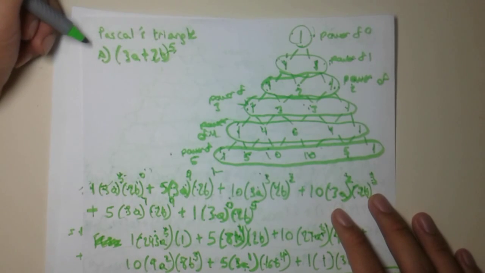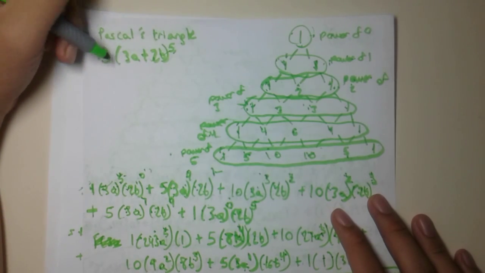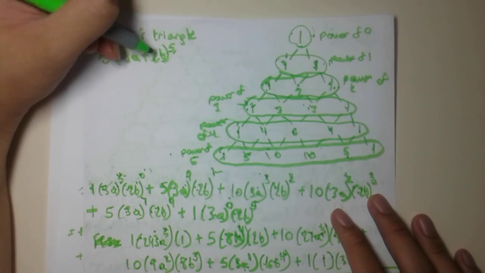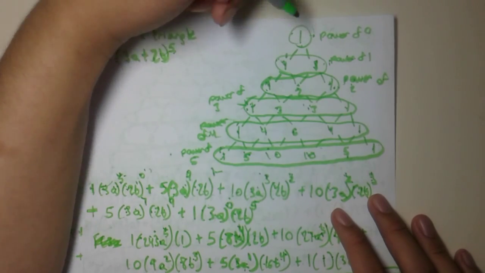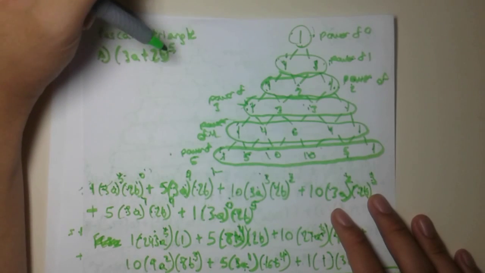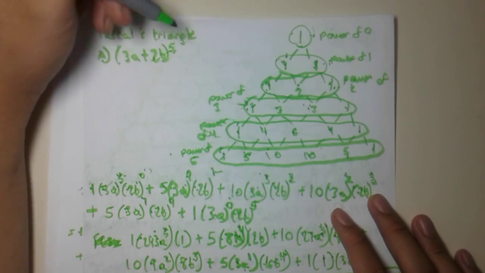This is my Unit 4 bonus video, and we're going to do Pascal's triangle. Question 1. 3a plus 2b to the power of 5. We're going to use Pascal's triangle to solve binomial expansions of binomials.